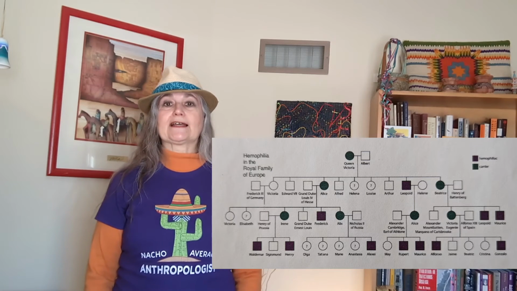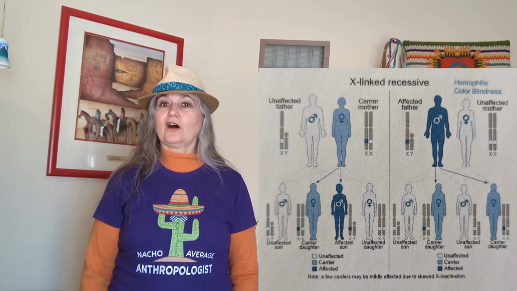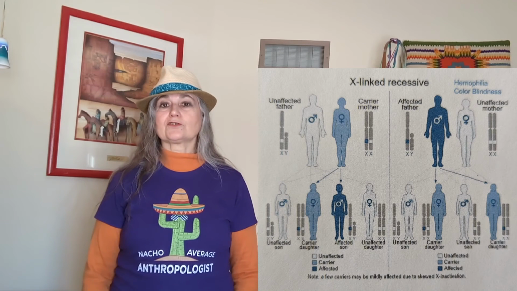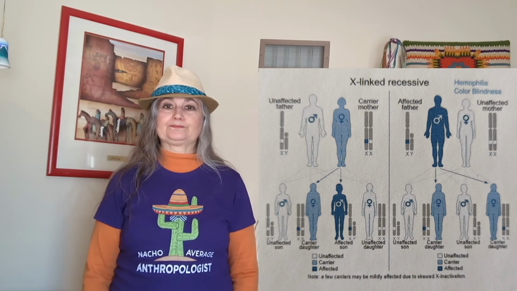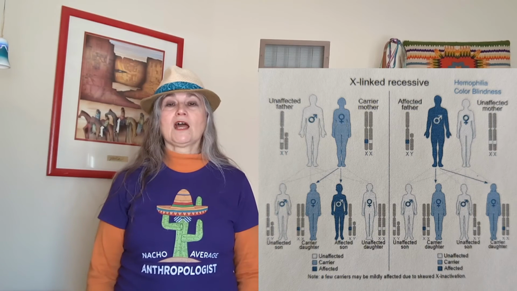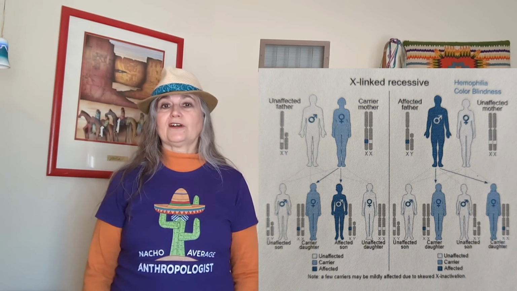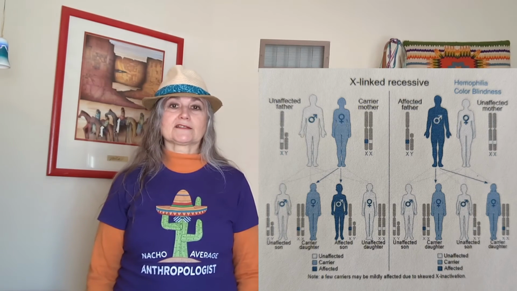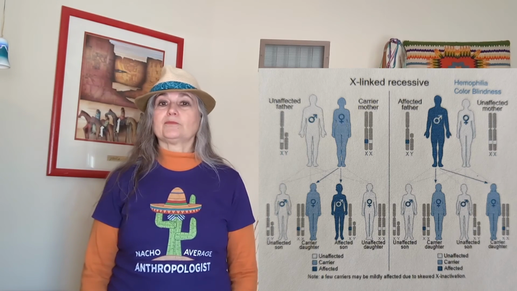A less problematic X-linked trait is color blindness. This graphic shows the probability of a carrier mother or an affected father having children who are carriers for the X-linked trait or children who have the trait. Generally, only XY individuals have the probability of being affected by hemophilia or color blindness. However, if the father is affected and the mother is a carrier, an XX individual could be affected.